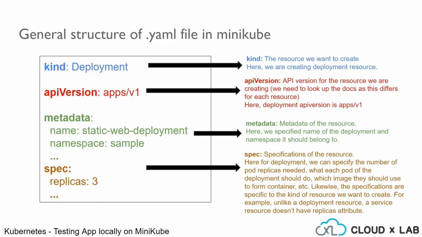The spec keyword mentions the specifications of the resource. Here, for the deployment, we can specify the number of pod replicas needed, what each pod of the deployment should do, which image they should use to form the container, etc. Likewise, the specifications are specific to the kind of the resource we want to create. For example, unlike a deployment resource, a service resource doesn't have a replicas attribute.